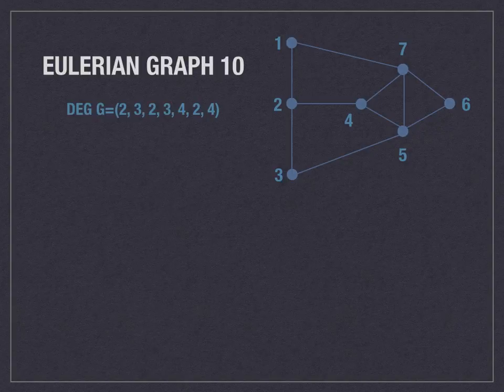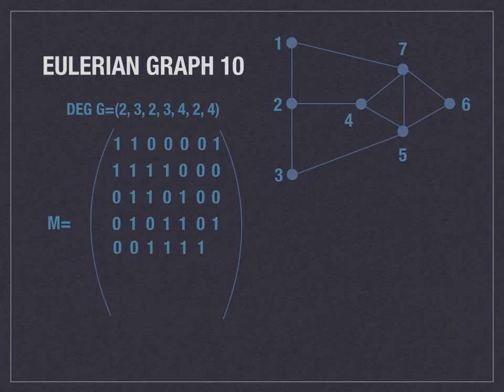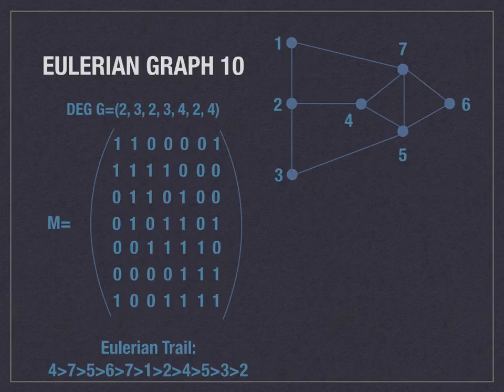Again, the degree sequence for this would be 2, 3, 2, 3, 4, 2, 4. And the adjacency matrix is as follows. Okay, so the Eulerian trail now that we can mention would be from 4 to 7 to 5 to 6 to 7 to 1 to 2 to 4 to 5 to 3 and to 2.